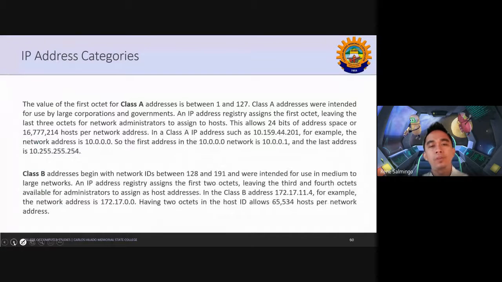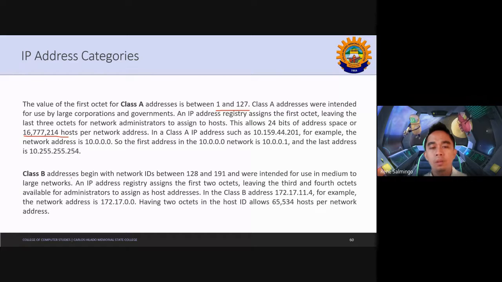So the value of the first octet for class A is from 1 to 127. So that is class A. So common class A, and this allows 24 bits of address space. So it would allow you more hosts using class A. So you have 16 million hosts per network address for class A. And commonly we use 10.0.0.0 as your class A.